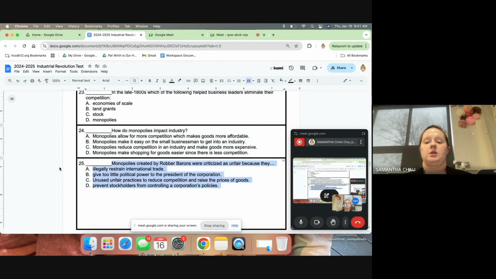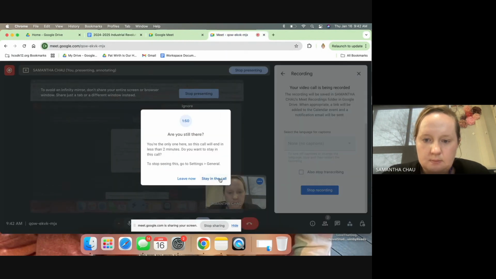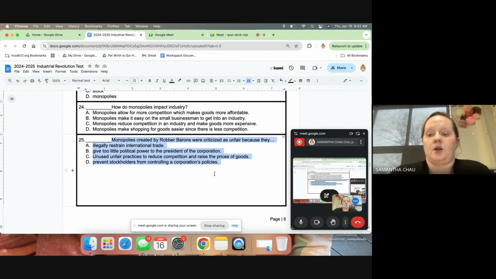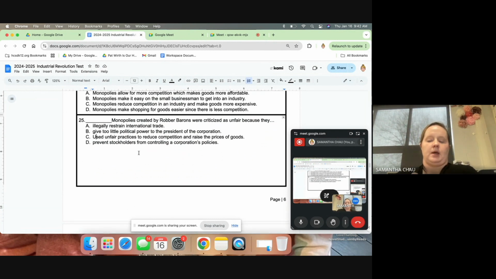Number 25. Monopolies created by robber barons were criticized as unfair because they illegally restrained international trade, gave too little political power to the president of the corporation, used unfair business practices to reduce competition and raise the price of goods, or prevented stockholders from controlling a corporation's policies.